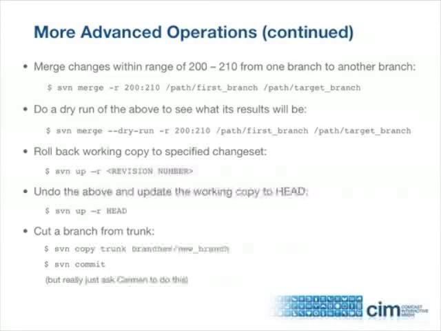You can also roll back a working copy to a specified change set with svn up -r and specifying a revision number. You can undo the above and update the working copy to head with svn up -r HEAD. Head being the front line of the repository, the most up-to-date version of the code base.